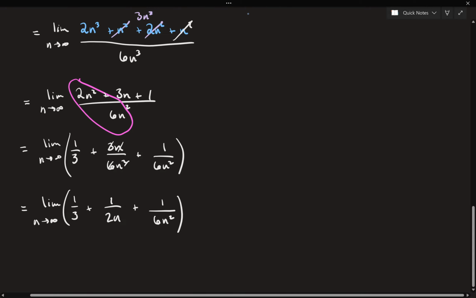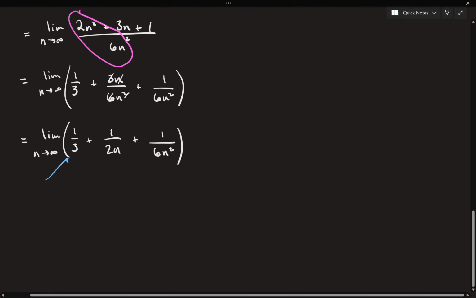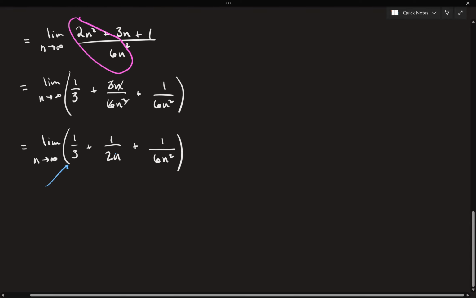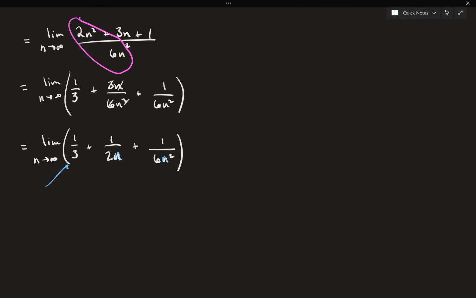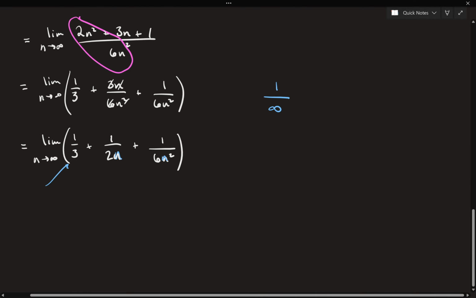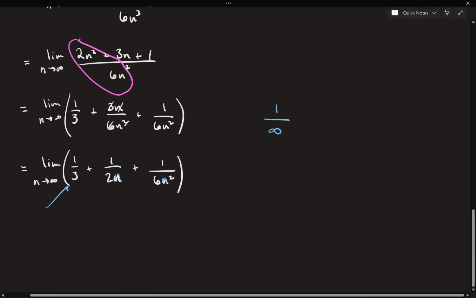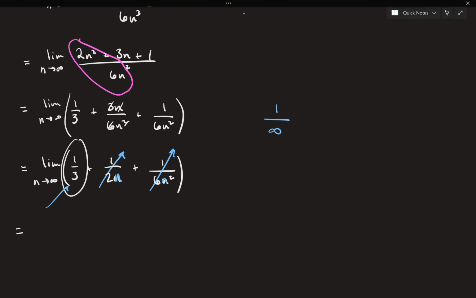Now this looks like something I can take the limit of. As n goes to infinity, I have only n's in the denominator here. So n is a really, really, really large number. What is 1 over that really large number going to be? Well, it's going to be 0. So this limit is 0, this limit is 0, and I'm left with this solid 1/3. And that is the integral from 0 to 1 of x squared. That is the area under x squared from 0 to 1.